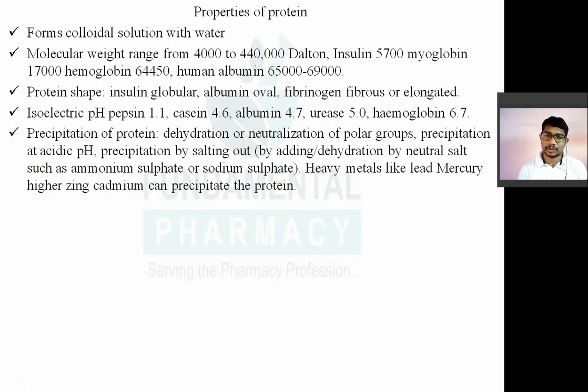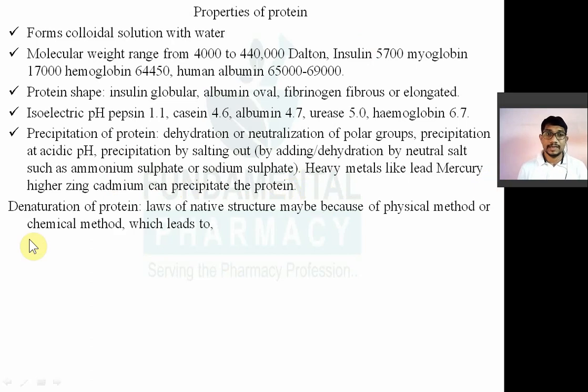Now precipitation can be done at acidic pH. Precipitation can be done by salting out. Salting out is the phenomenon where there is a dehydration of protein by using neutral salts like ammonium sulfate or sodium sulfate. So if proteins are treated with reagents like ammonium sulfate or sodium sulfate, which are neutral salts, the phenomenon is known as salting out. Then protein can be precipitated by heavy metals like lead, mercury.